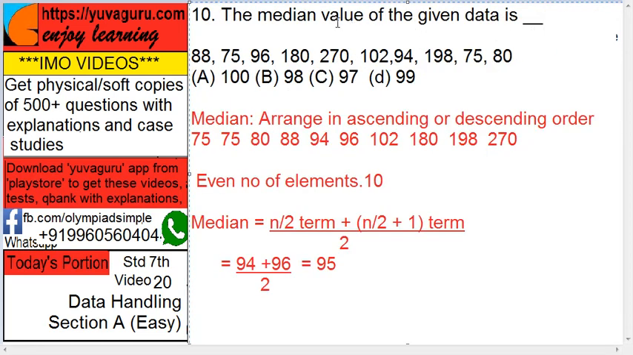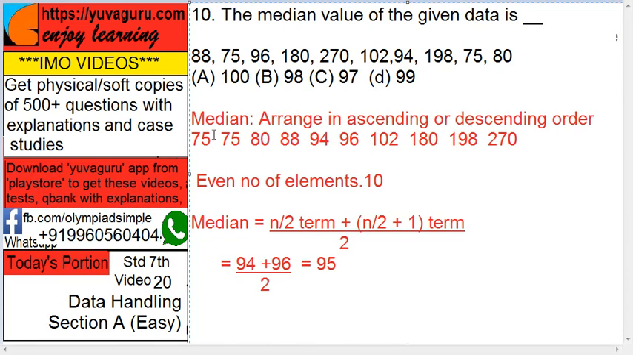The median value of the given data is, see here, this is the data. There are 10 elements. Now we have to find the median. We have done this in my earlier video number 19. You can check that. But again we will do it because the elements are different over here. Median equals, first step, arrange in ascending or descending order.